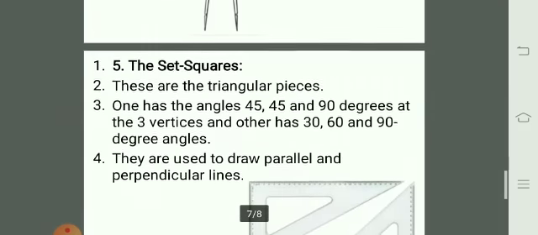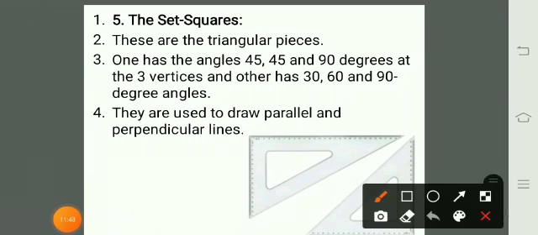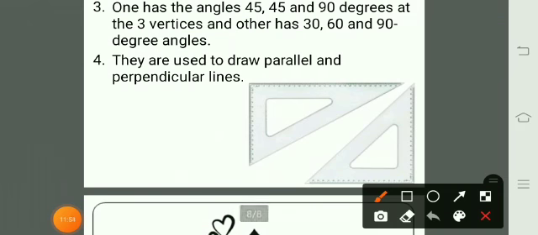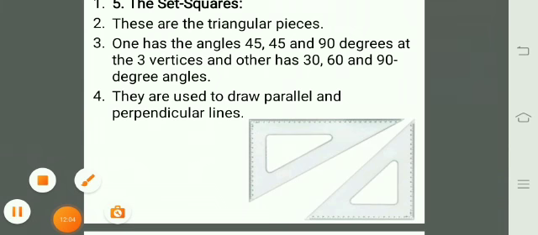Fine. And the last is the set squares. Basically, these are triangular pieces. If you observe at the bottom, these two triangles are shown. This one is the first and this one is the second. These two triangular shapes are called the set squares. Now these two set squares are different.